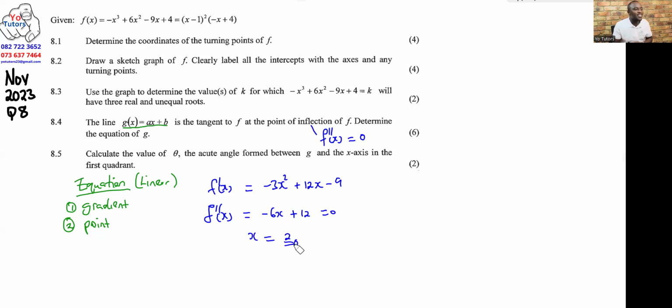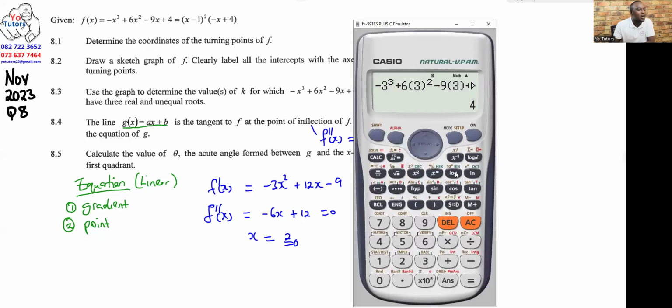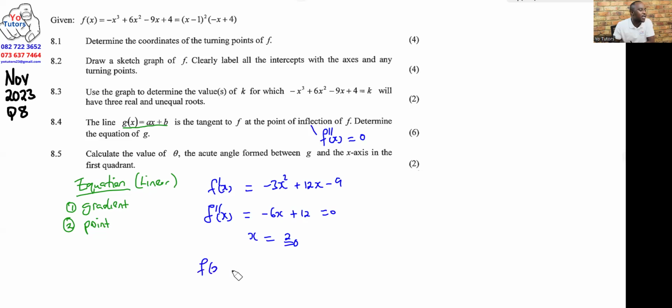We need to substitute these 2 here in the original equation to get the point. Okay, so what do we do here? We're going to come here and substitute 2. So we need now f of 2 to get the y value.